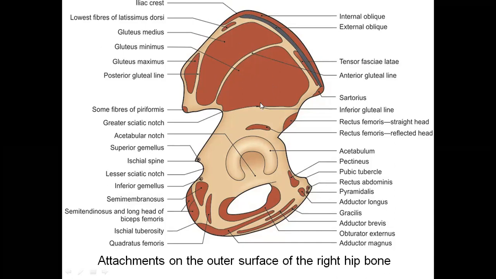Surprisingly, when you just look at the hip bone, it looks as though gluteus maximus is small, medius is medium sized, and minimus is larger. It's not like that.